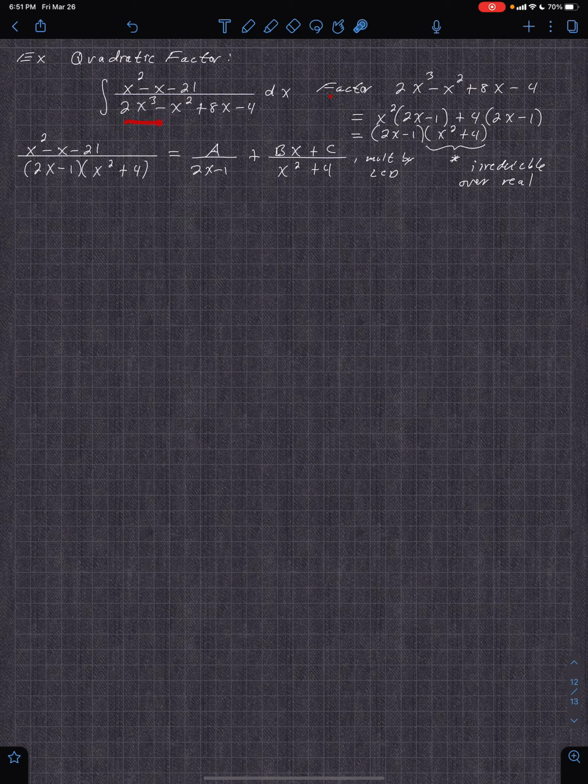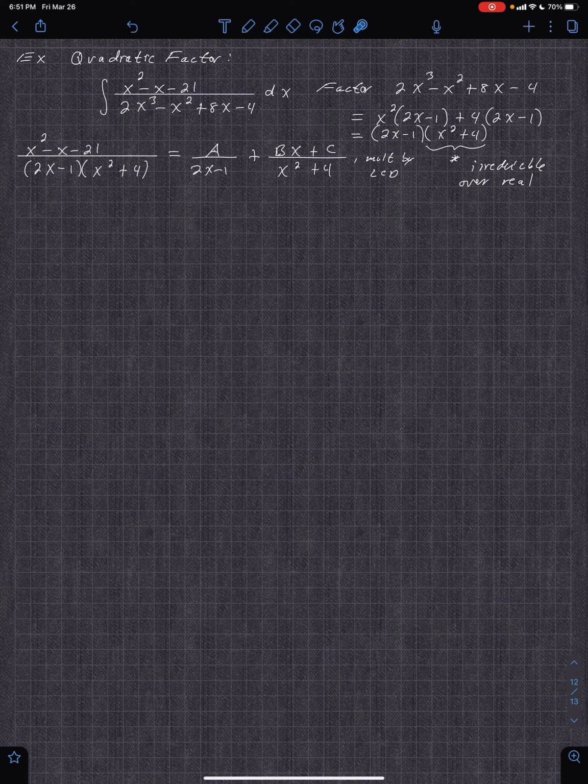So first, you want to take that denominator and factor it. That's not an obvious one to do. You end up factoring each term at a time, or 2 terms at a time. It's by grouping, essentially. You factor out x squared here, and then you factor out a 4. And you're left with 2x minus 1, 2x minus 1, which factors out, and you're left with this. So now one of the factors, 2x minus 1, is linear.